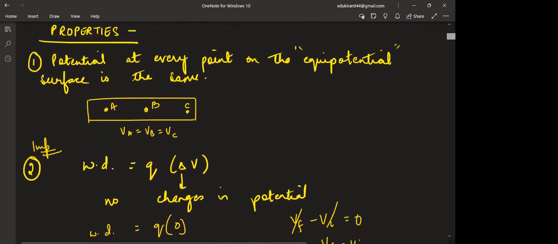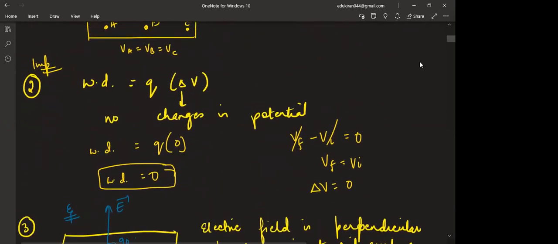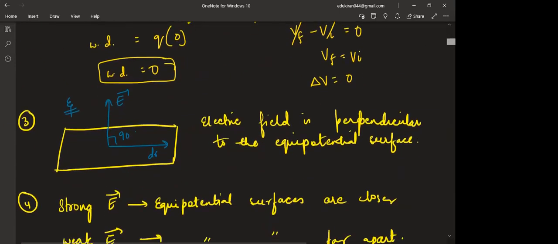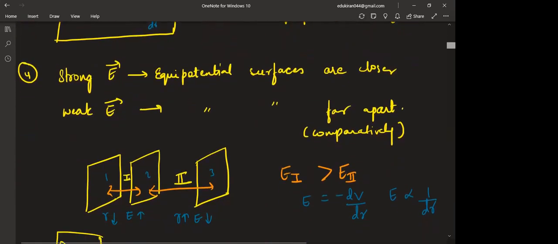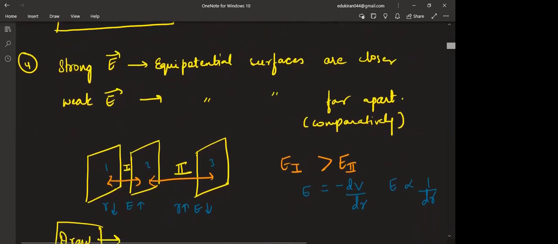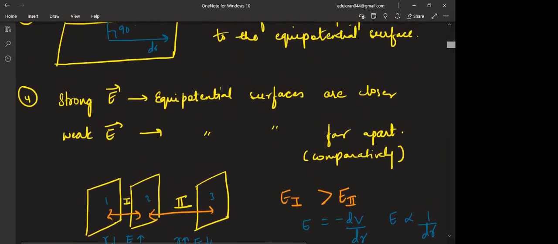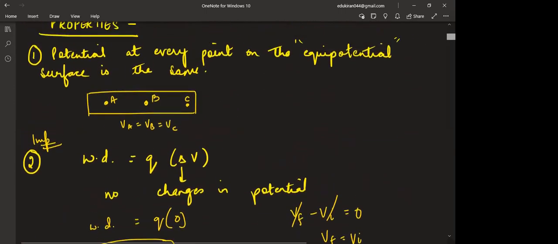First property says that potential at every point is 0 at the equipotential surface. Second point says that work done will be 0 because change in potential is 0. And third point says that electric field is perpendicular to the equipotential surface. Last point says that wherever electric field lines are close, equipotential surfaces are close, and stronger electric field lines are present. And where they are weak, equipotential surfaces are at a distance from each other.